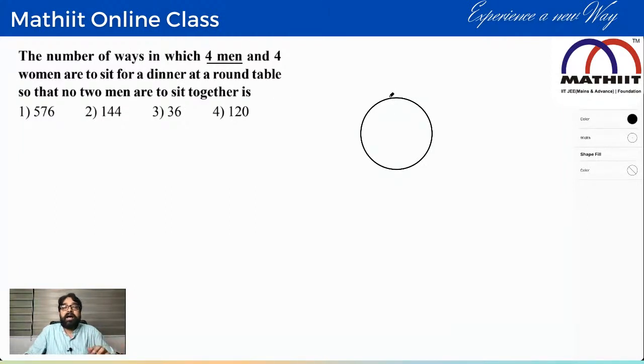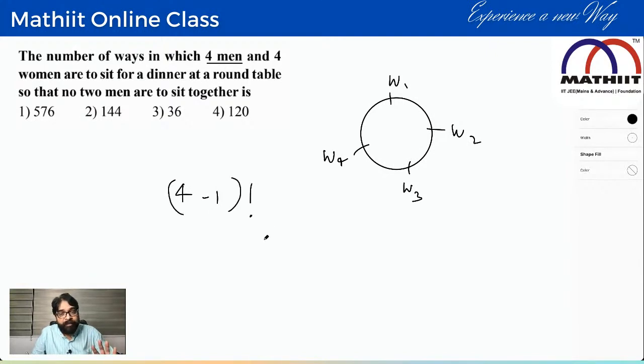So first let's arrange the women. Total four women are there. In how many ways can I arrange them? Because it is a free arrangement on a circle, it is (4 minus 1) factorial. They are arranged. Now listen carefully. Where will the men come? The possible positions of the men are this, and this. Total how many? 1, 2, 3, 4.